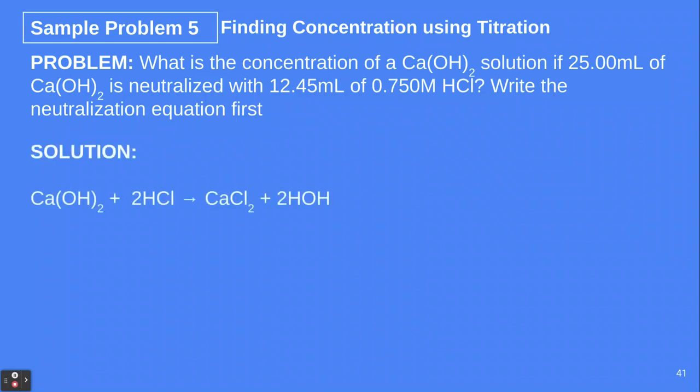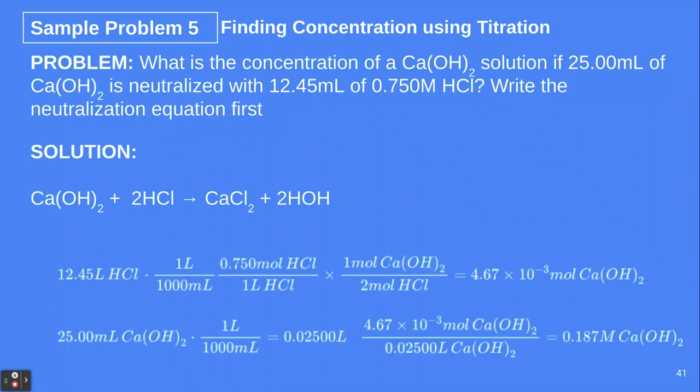So here's our reaction. Calcium hydroxide plus 2 hydrochloric acids gives us calcium chloride plus water. And here's our math. We're going to start here with the volume of our hydrochloric acid, because we know the volume and we know the concentration of hydrochloric acid. Don't try to start with just a volume of calcium hydroxide. That's not going to lead us anywhere.